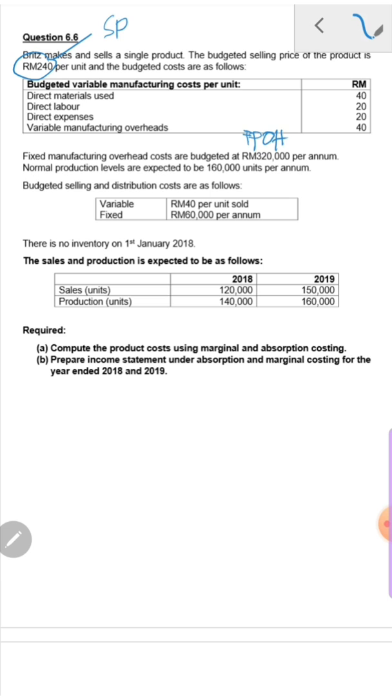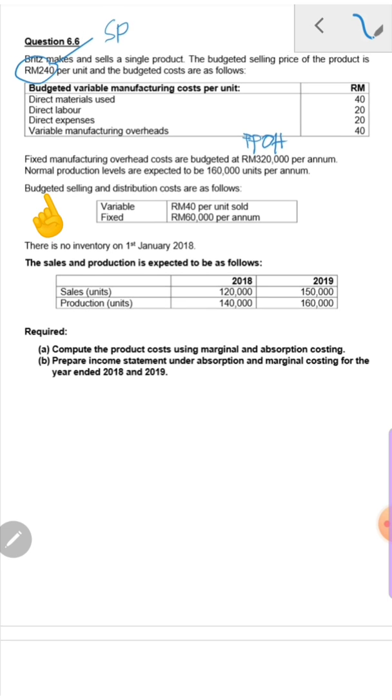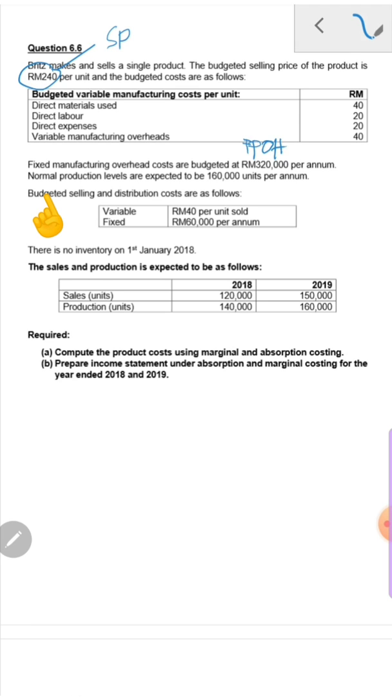Then next, budgeted selling and distribution. Selling takes place in the marketing and distribution departments. So these are the variable, you see there, per unit sold, and then fixed is the 1 year amount. There is no inventory on 1st January 2018.